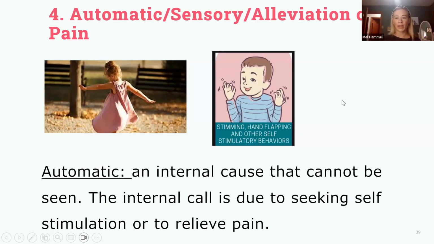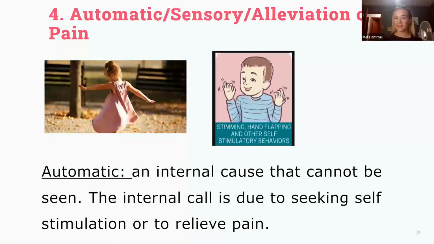I'm sure some of us have heard about stimming, or maybe hand flapping. For my own self, sometimes when I'm really nervous or anxious, I will bounce my knee, or some people will bite their nails or pull on their hair. Those are some of our own automatic behaviors that we are doing on the outside to soothe something on the inside, is the best way I can describe that.